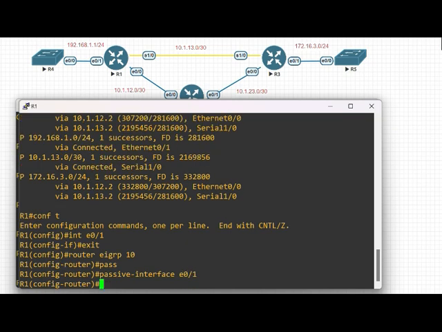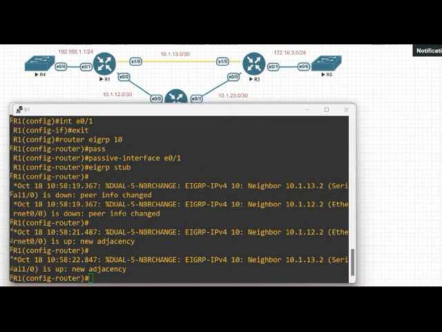E0/1. What this does is, it still advertises the network 192.168.1, but router 1 will not be sending any hello messages to the interface E0/1, because there's no point, there's no router connected to this particular interface. To stop, the command will be eigrp stub. Now you see it changes its neighbor relationship after we configured the EIGRP stub.